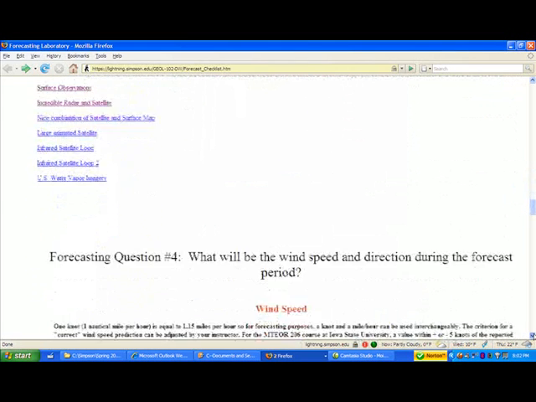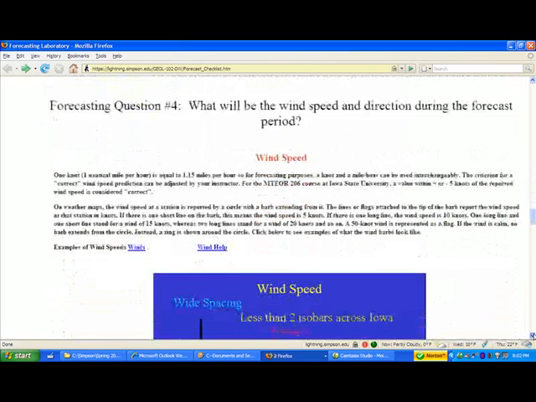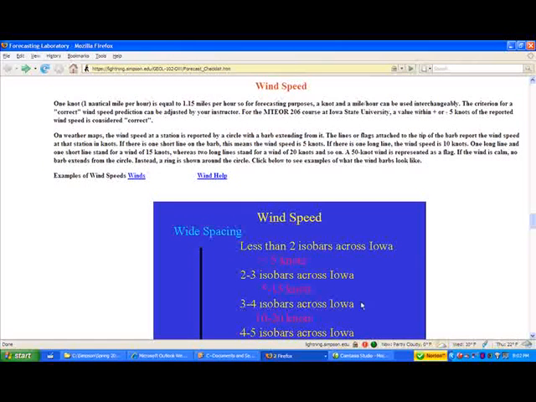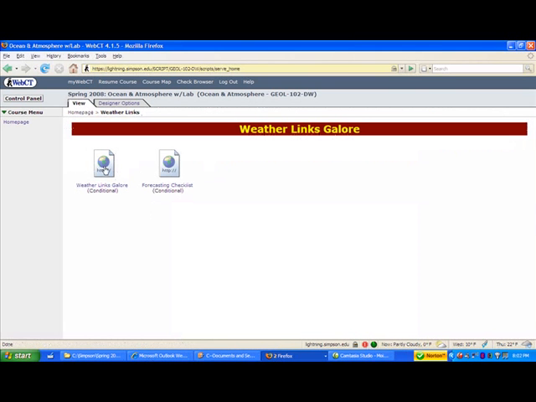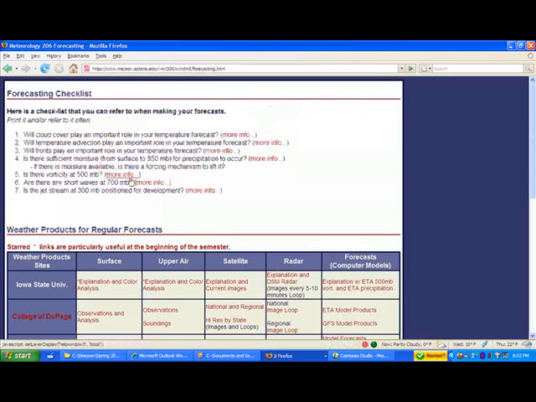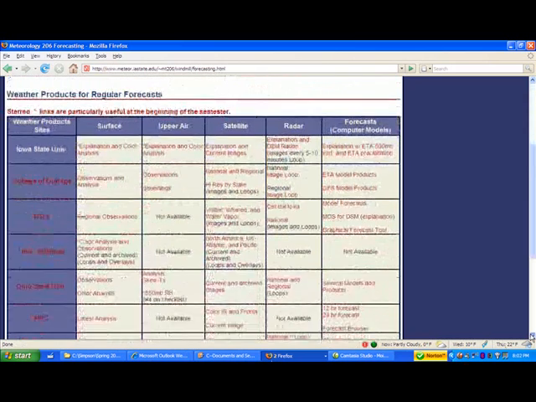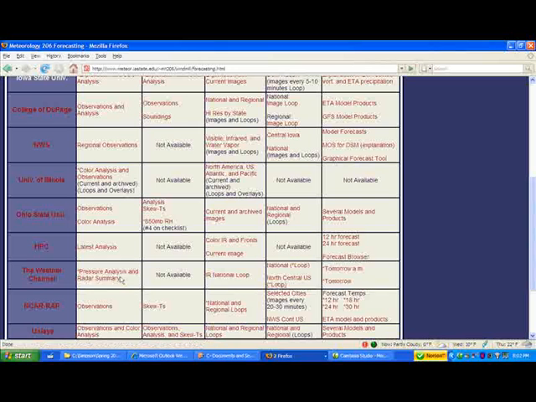So let's go down to wind speed. Now recall earlier when we were looking at the surface map, let me just go back here, and again I'm going to go to Weather Links Galore, and I'm going to look at the surface map at the Weather Channel.